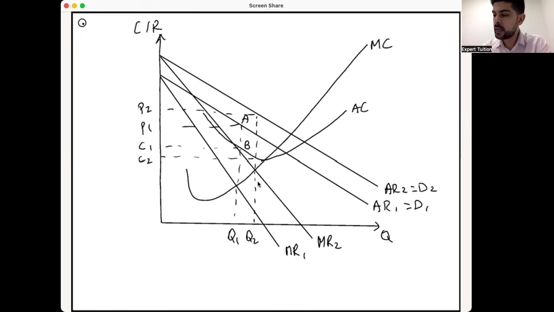Lastly, the corners of the areas. So I'm going to label that as D and that as E. So in other words, the profits have gone up from P1, ABC1 to P2, DEC2. All right, cool. Let's chat.